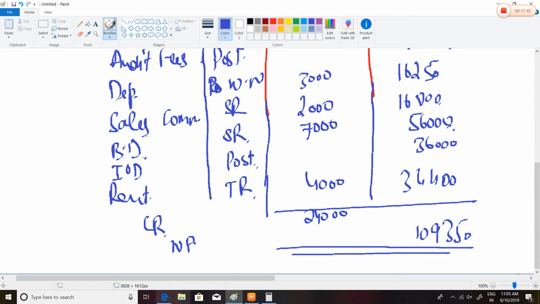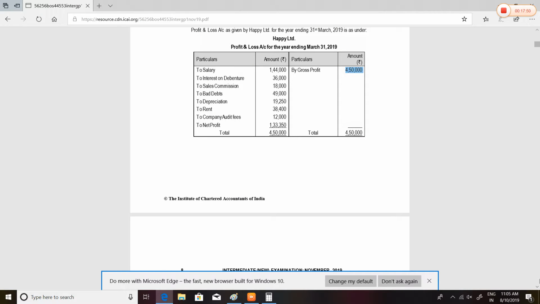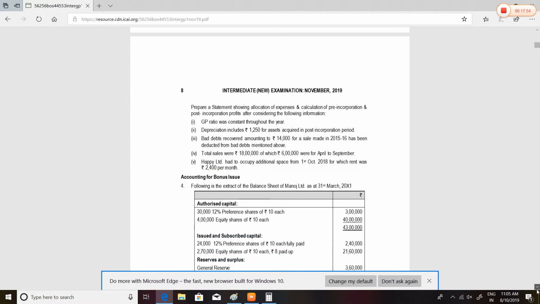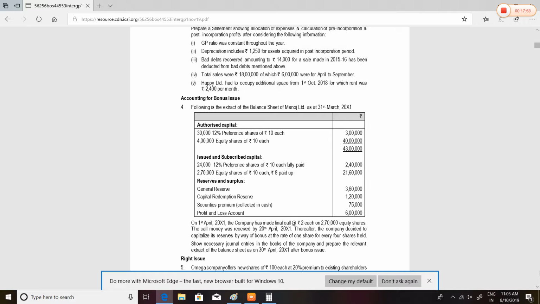Now let's start with question number 4. Questions 4 and 5 I'm going to solve here only, because they are from the study material, same to same question. Actually they don't have many questions for bonus shares. Question number 4. We have to show the necessary journal entries. Firstly, we have to receive the final call money. So the first entry would be equity share final call account debited to equity share capital 5,40,000. Then bank to equity share final call.